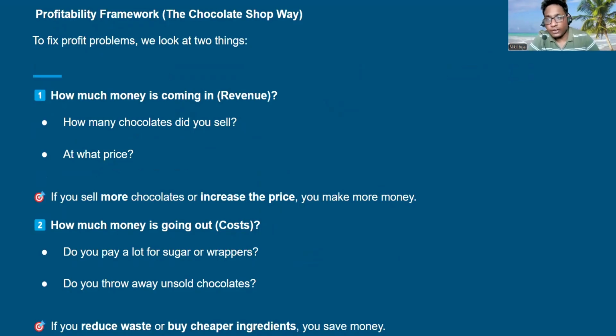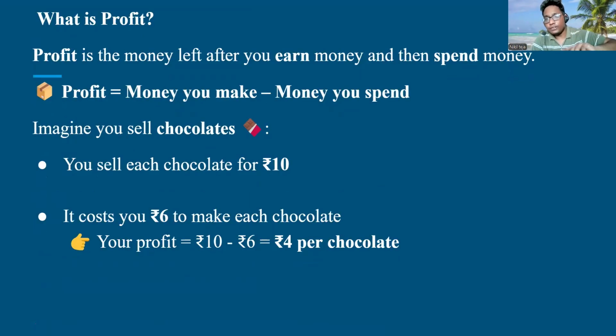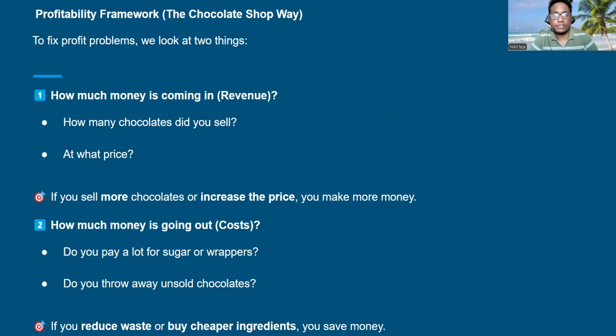So what is the profitability framework? In order to know the profitability framework, we need to know profit. That is the reason why I have taken a small example and told you the formula. So, the profitability framework in a chocolate shop way, right? To fix a profit problem, we look at two things. You have understood that profit is equal to revenue minus cost. So in order to fix the profit problems of a company or a business challenge, we will be breaking down the profit into two things. One is revenue and the second one is cost.